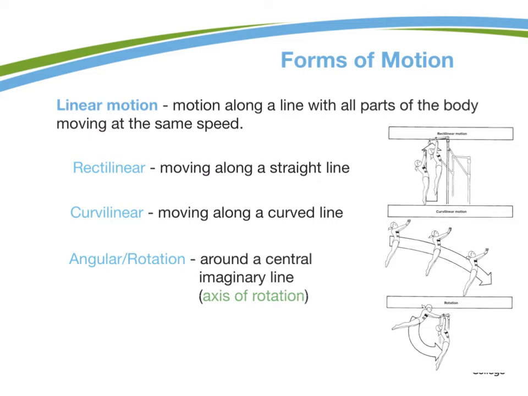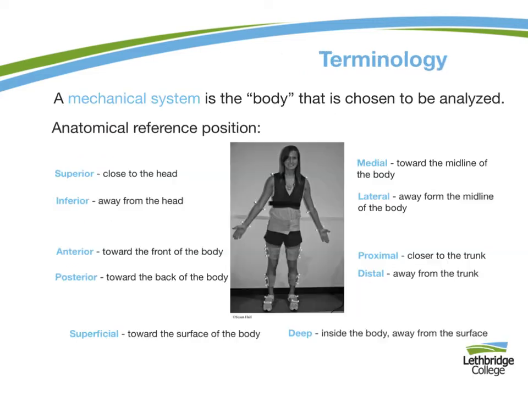You're moving up, you're moving down, you're moving in a straight line. Curvilinear would be moving along a curved line. So let's say you do a leap or a jump. You leave off the ground and you follow a curved line as you go up, and then a curved line as you come down again. So that would be curvilinear. And then an angular rotation is that you're moving around a central imaginary line or an axis of rotation. So like swinging on a bar, for example, would be angular rotation.